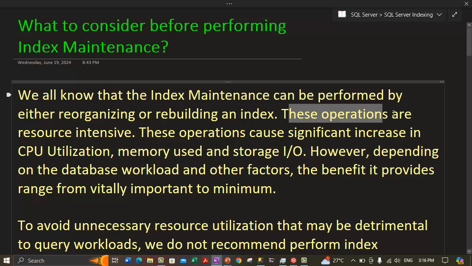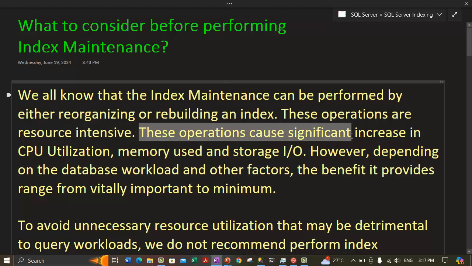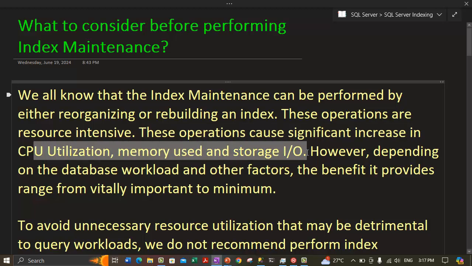These are two separate operations, and both of them are very resource intensive, in terms of CPU, memory, and IO as well. Reorganizing and rebuilding are resource intensive, and whenever we perform these operations, they cause a significant increase in CPU usage, memory utilized, and storage IO required.